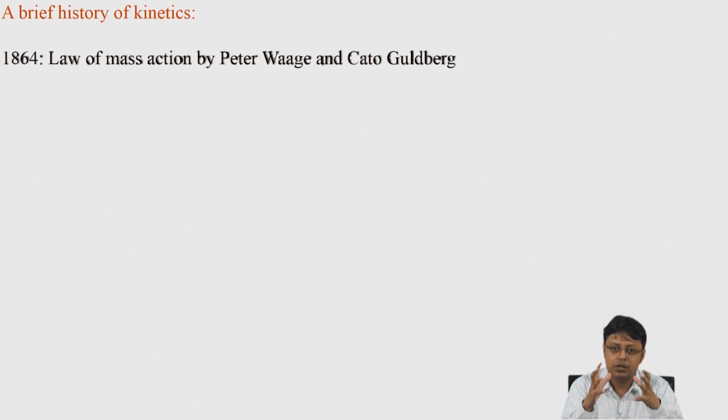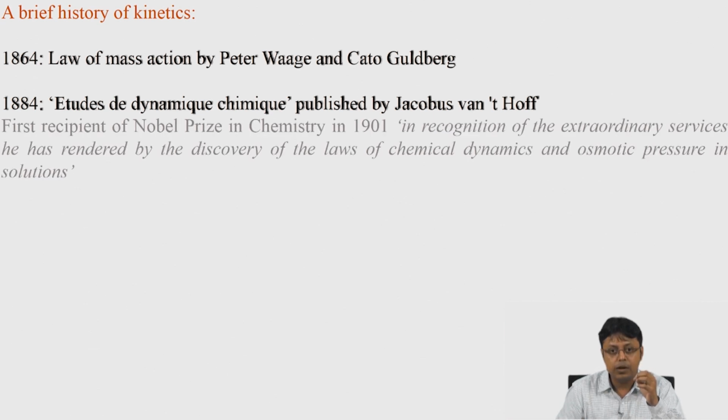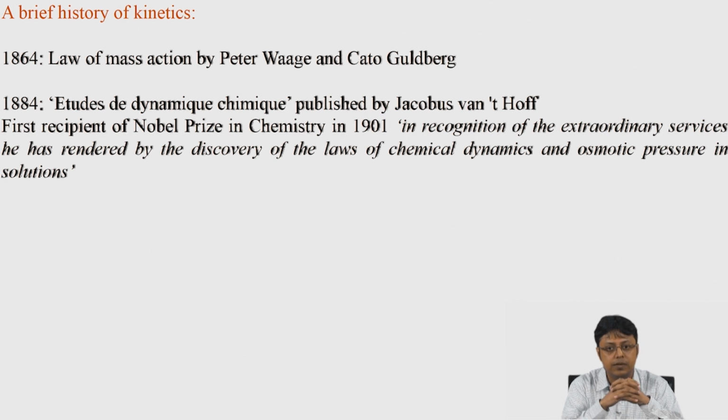The first realization, or the first logical formulation or foundations, were put forward by Jacobus van 't Hoff, who published a book on his monumental work on thermodynamics and chemical kinetics in 1884, and that is the beginning of the modern research on chemical kinetics. Van 't Hoff, by the way, was the first recipient of the Nobel Prize in Chemistry in 1901, and the citation says, in recognition of the extraordinary services he has rendered by the discovery of the laws of chemical dynamics and osmotic pressure in solutions.